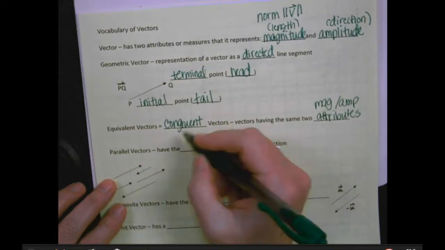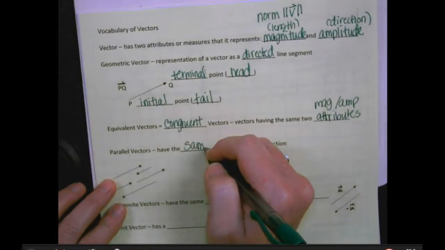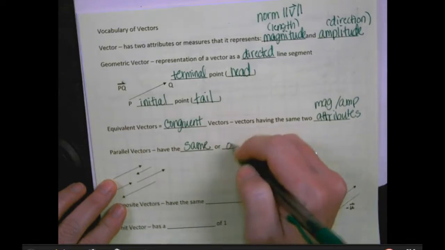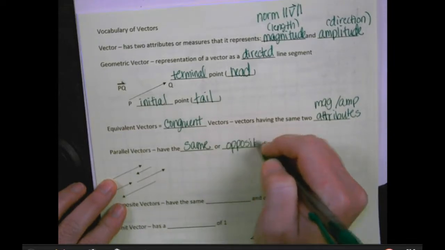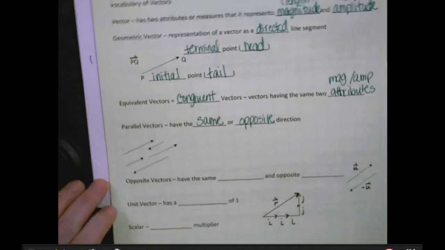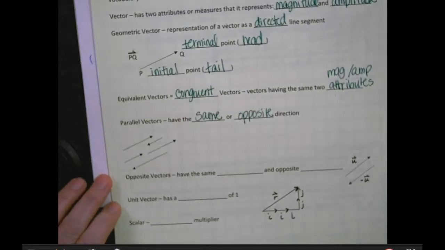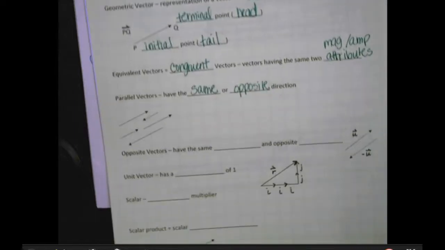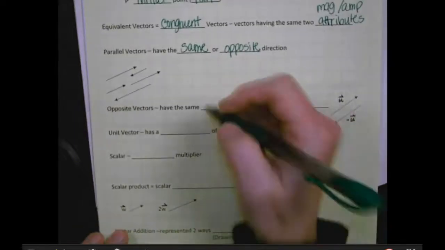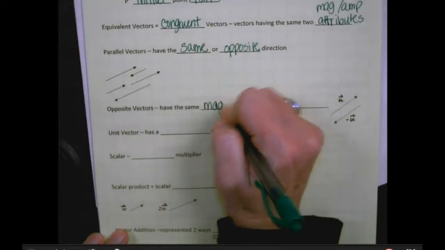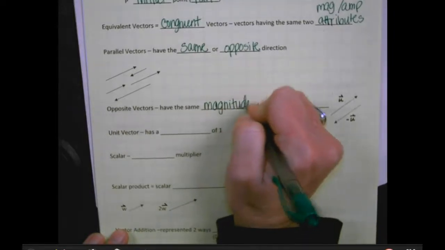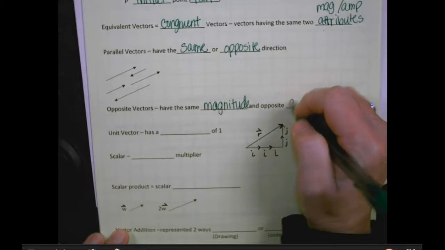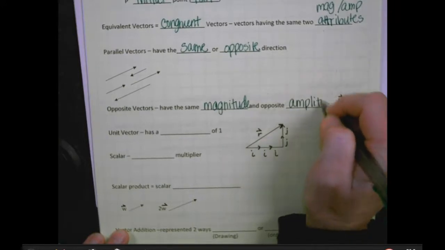Parallel vectors have the same or opposite direction. So parallel vectors are just like parallel lines. They can either go the same direction or they can go opposite and not touch. Opposite vectors have the same magnitude and opposite amplitude or direction.